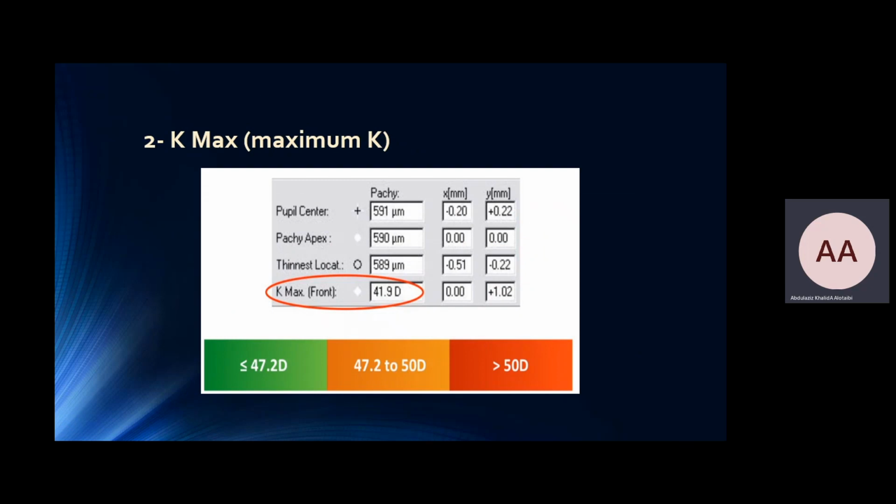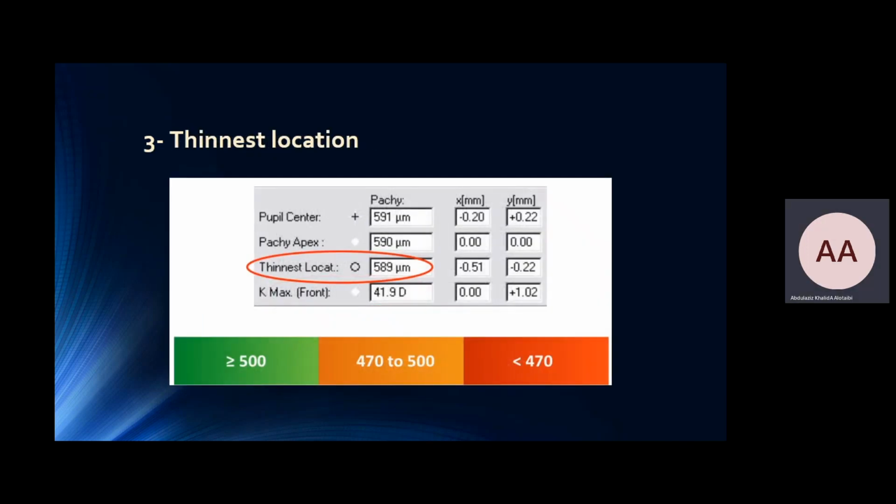Coming to the Kmax, normally it should be less than 47.2 diopters. Between 47.2 and 50 is suspicious, as we mentioned, and more than 50 is abnormal. Then the thinnest location and its vertical coordinate. The thinnest location should normally be more than 500 microns. Between 470 and 500 microns is suspicious, and less than 470 is high risk or abnormal.